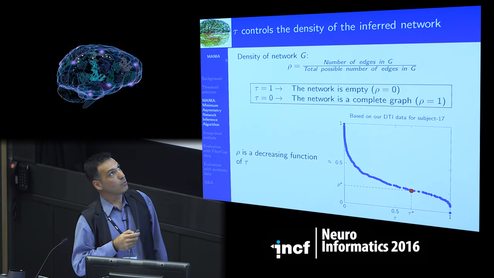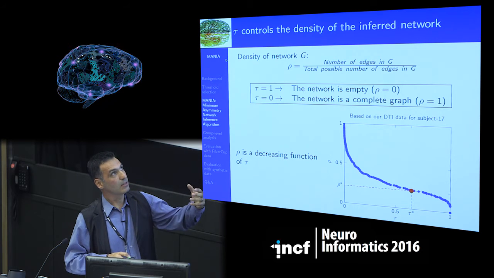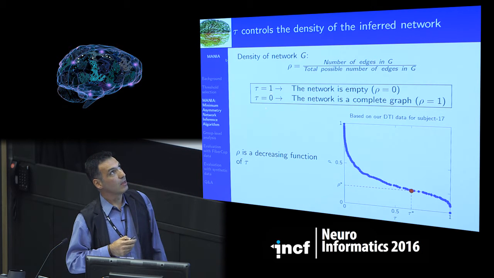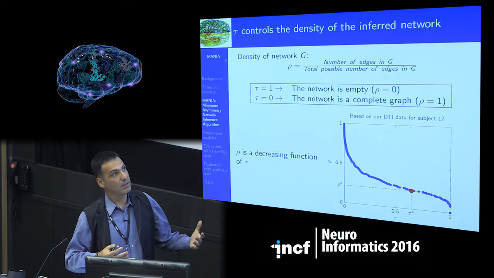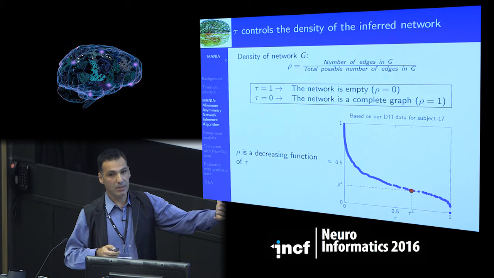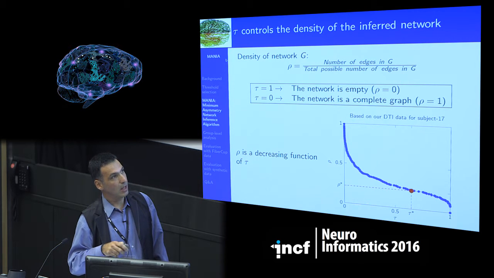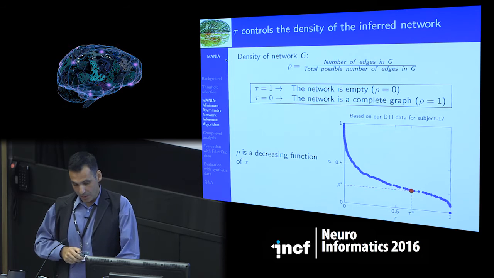If your threshold is 1, which is the largest possible value, then you have an empty network. The density is 0. If your threshold is 0, then every connection appears, and your network would be completely symmetric, right? So there is this decreasing relation between the threshold and the density rho of your network. So how is this important?